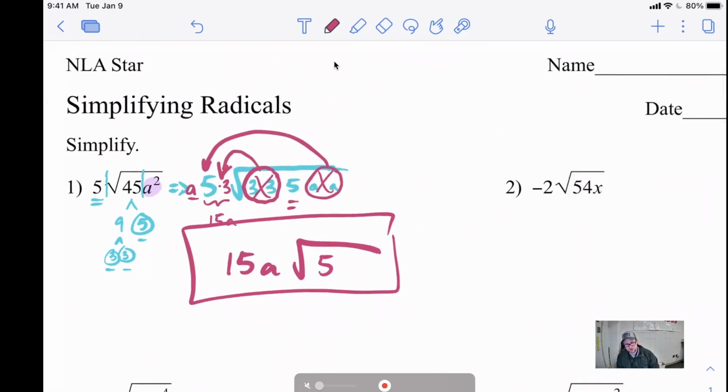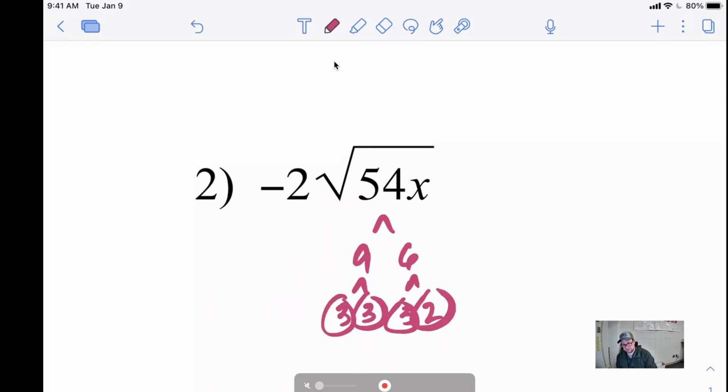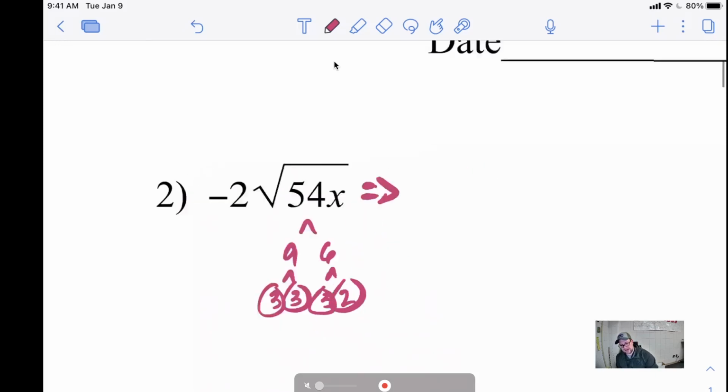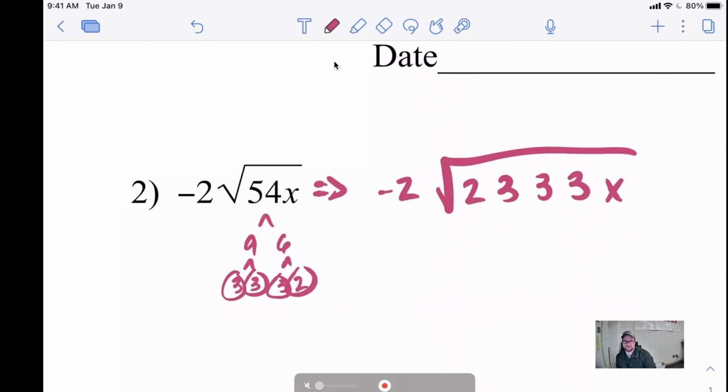Let's do another one. So how about number 2 here? If you look at problem number 2, 54, right? We're going to start with the number on the inside. That's 9 times 6. 9 is just 3 times 3, and 6 is 3 times 2. Wonderful. So we can rewrite this as -2 square roots of 2, 3, 3, 3, x.